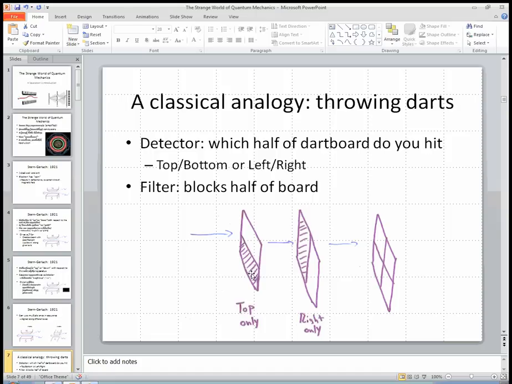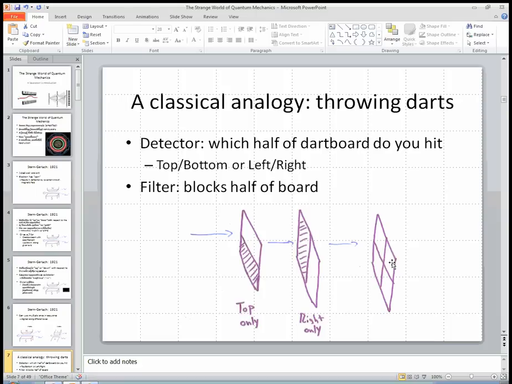So here's an example we could have. We could have a bunch of darts being randomly thrown by some dart thrower. Then we could put a top-only filter here. So this is to indicate that this is where the cardboard is, and there's a gap here, a little window. Okay, so that's going to let maybe half the darts through. And then maybe it goes through another filter, the right-only filter. And that's going to let half of those darts through. And then we can predict pretty easily, classically, where the darts are going to accumulate on this dartboard. They're only going to show up here, because this is guaranteeing that the answer to the question, top or bottom, is top. This is guaranteeing that for these darts coming through, their answer to the question left or right is right. And so it's going to be the ones that are in this top and right section of the dartboard.